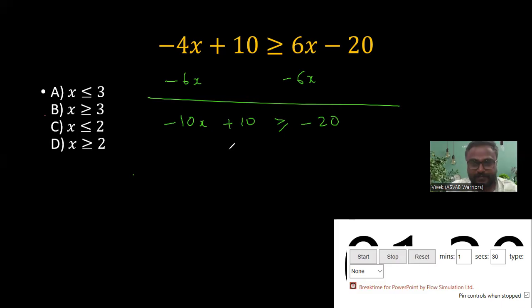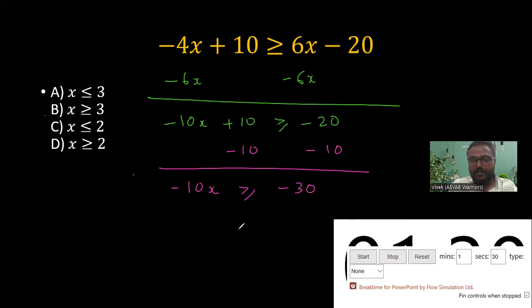Anjay, next. Move the positive 10 and change the sign to negative 10. So that also means I will subtract 10 from both the sides. So what do we get? Negative 10x greater than or equal to negative 30.